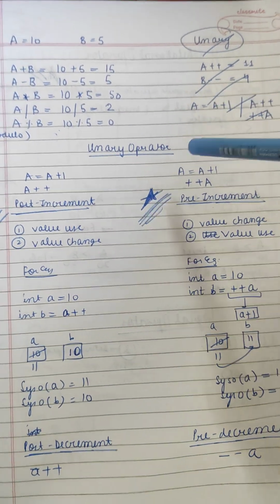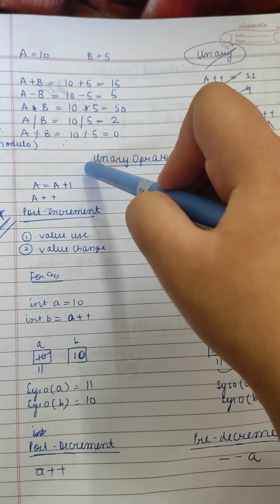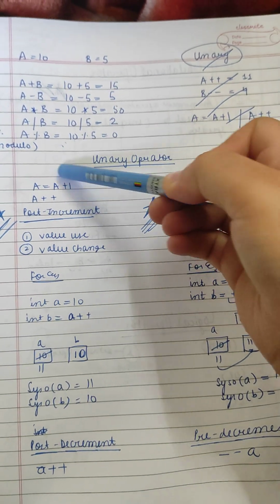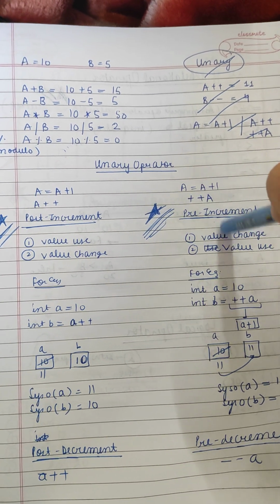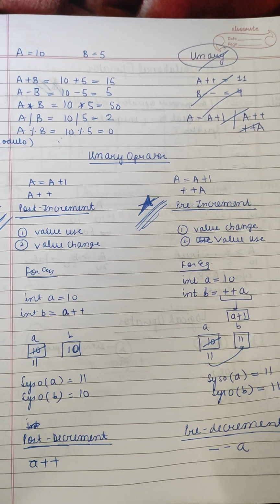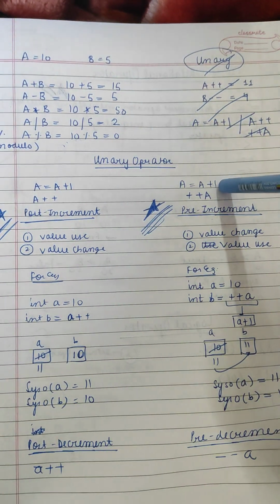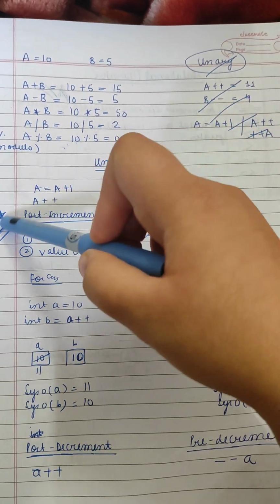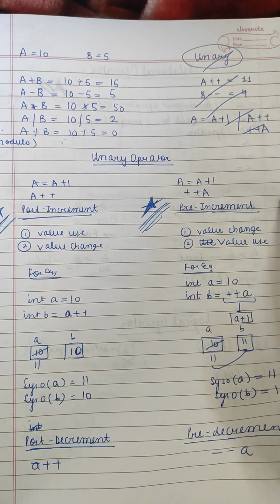Now if we move towards the unary operator, that is a plus plus. Here a plus plus can also be written in this form: a is equal to a plus 1. Like the increment of 1 is added, and the decrement of 1 is subtracted. We need to look at the main thing as well. Increment can be there after a, and increment can be there before a. If the increment is there after a, then that is known as post-increment. If the increment is happening before a, it is known as pre-increment.